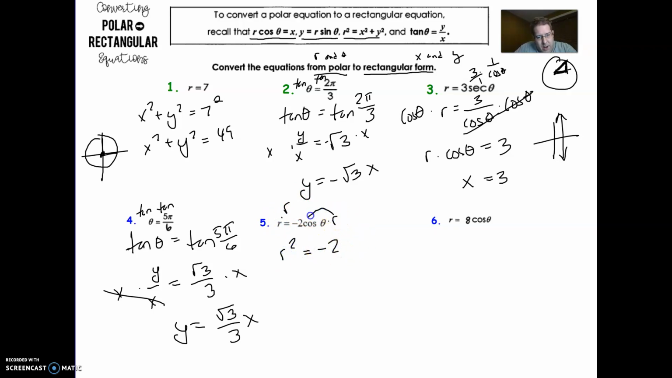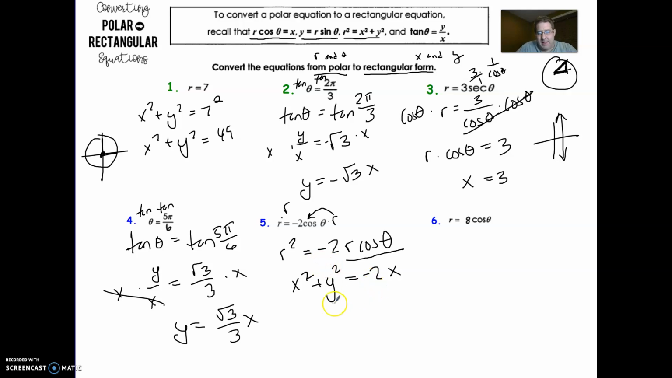I'm going to put the r right here. It really doesn't matter. Commutative property of multiplication. Negative 2r cosine of theta. Doesn't really matter which order you multiply them in. Now, r squared is the same thing as x squared plus y squared. So I can change this into this. And now this, r times cosine of theta, is the same thing as x. So this is really negative 2x.